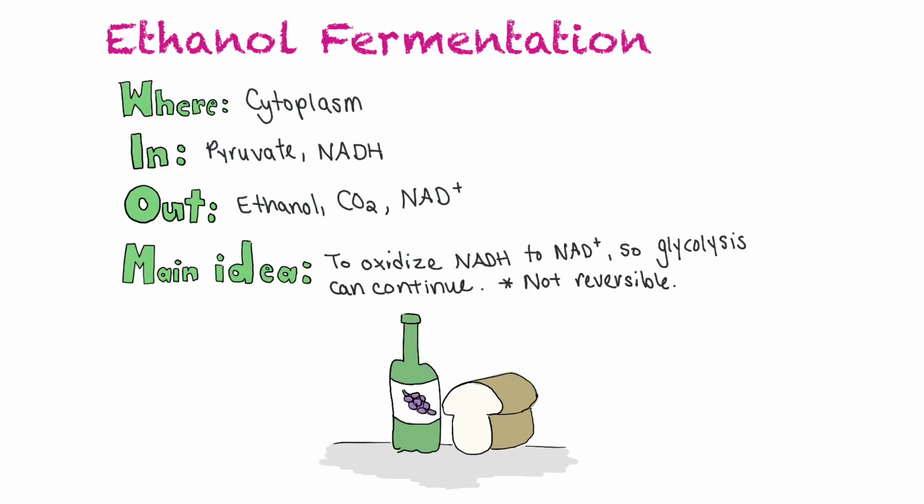The first type of fermentation is ethanol fermentation, and you would observe this type of fermentation in yeast cells and bacteria. And it takes place in the cytoplasm. And the molecules that enter the pathway are pyruvate and NADH. And then what comes out of the pathway is ethanol, carbon dioxide, and NAD+. So the main idea is to oxidize NADH back to NAD+, so glycolysis can continue.